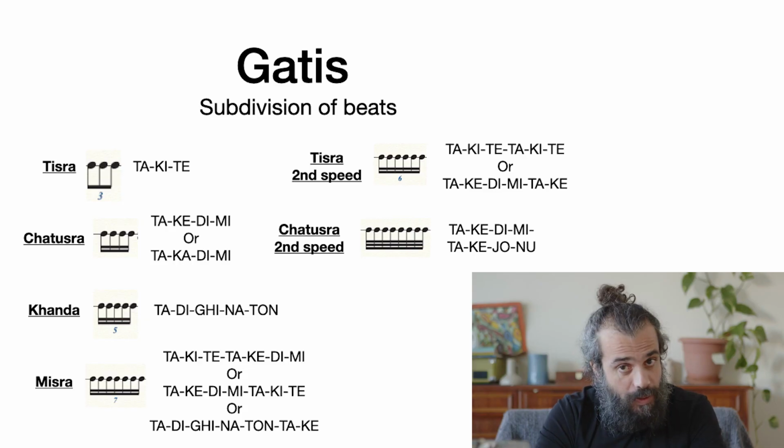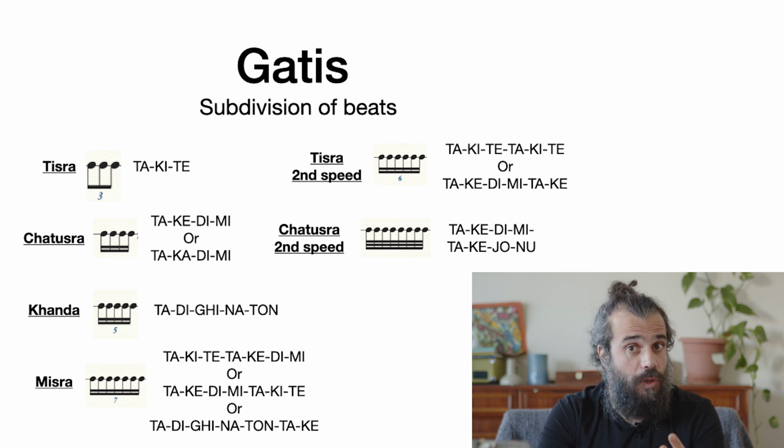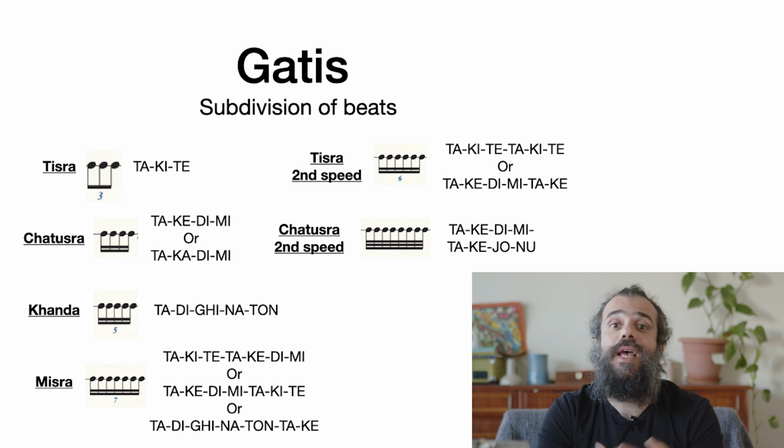Okay, so we did Tisra in second speed, and now for the last one, let's see number 8. So there's no gati 8 as we said, and what would you guess would be 8 subdivisions per beat, or 32nd notes? It would be Chatusra second speed. Chatusra is 4 subdivisions per beat. The second speed of that, or twice as fast, would be 8 subdivisions per beat.